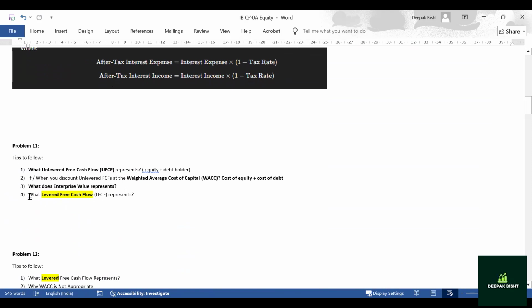Understand this. If we are using levered free cash flows, this will only represent the equity value portion of the business. If we are only calculating the levered free cash flow, then we will not be using the weighted average cost of capital, because that will not give us the true picture, and that will be wrong. Levered free cash flow represents only the equity holder share, and we will be using cost of equity only, because debt will not be there.